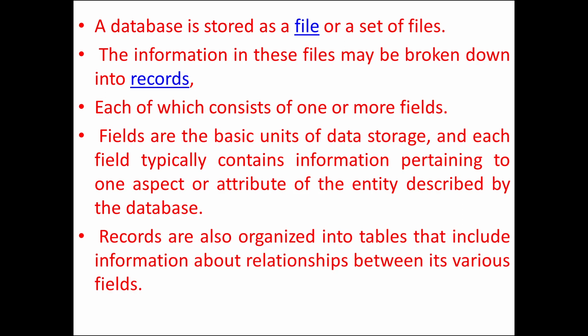The information in these files may be broken down into records, each of which consists of one or more fields. A field is the basic unit of data storage, and each field typically contains information pertaining to one aspect or attribute of the entity described by the database. Records are also organized into tables that include information about the relationship between its various fields.